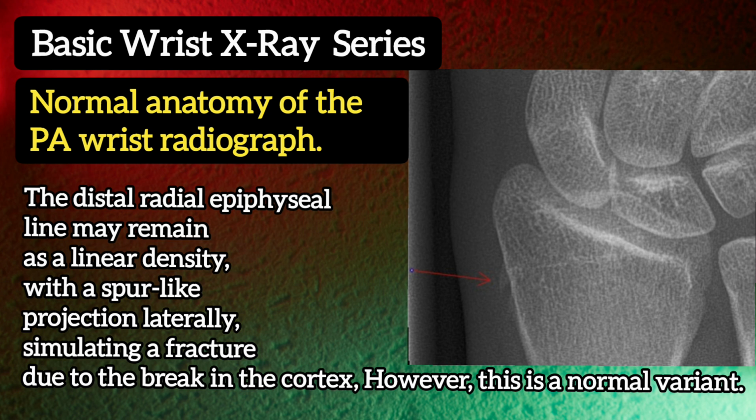The distal radial epiphyseal line may remain as a linear density, with a spur-like projection laterally, simulating a fracture due to the break in the cortex. However, this is a normal variant.